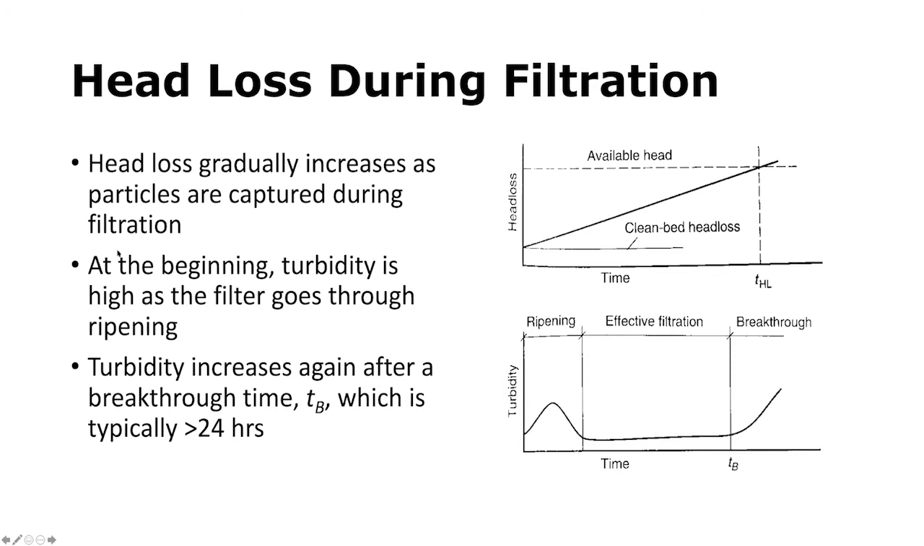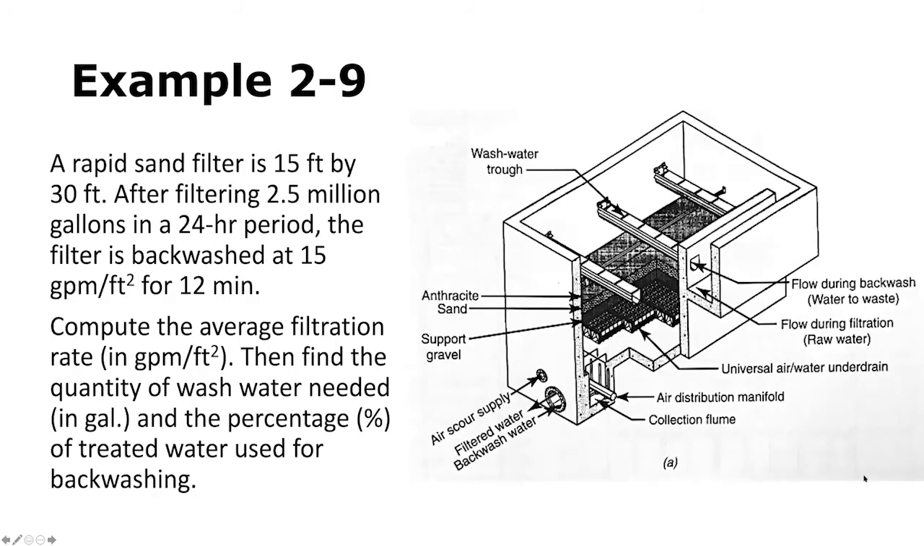All right, so at the beginning, turbidity is high as the filter goes through the ripening stage. Then we get to an effective filtration stage where turbidity is low. Turbidity will then increase again after a breakthrough time, which is usually more than 24 hours.